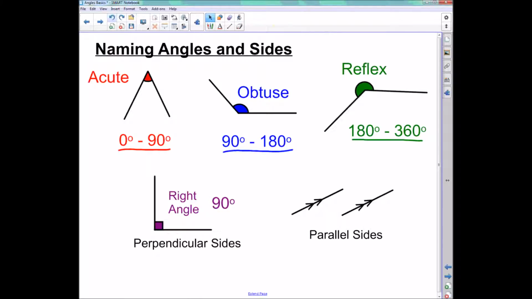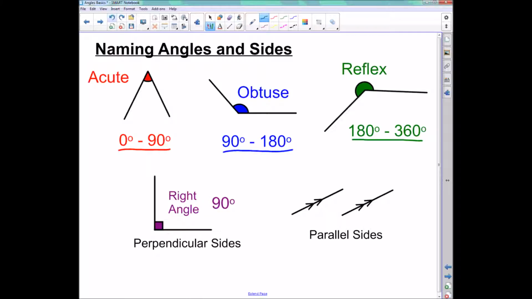Another couple of special names to know is a right angle is 90 degrees, and it's usually depicted by a little square. The other thing that can tell you that they're a right angle is if the sides are called perpendicular. Perpendicular sides are sides that meet at a right angle.